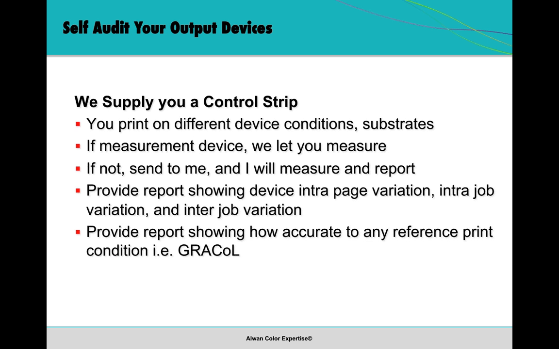Print them along with your normal production work, and if you have measurement devices, I can give you the how-to and a trial version of Print Verifier so you can measure this at your location and see the results, or I'll let you send them to my address, and our group here will measure them for you and provide a report showing not only the precision of your output device, which has to do with the variation, not only intra-page, but inter-job variation. But we'll also tell you how accurate your device is, meaning how well it's hitting your targeted aim point.